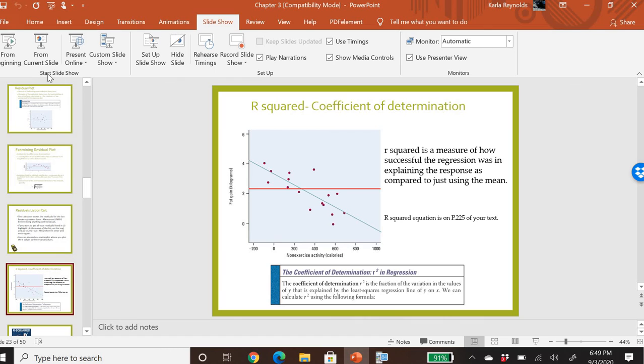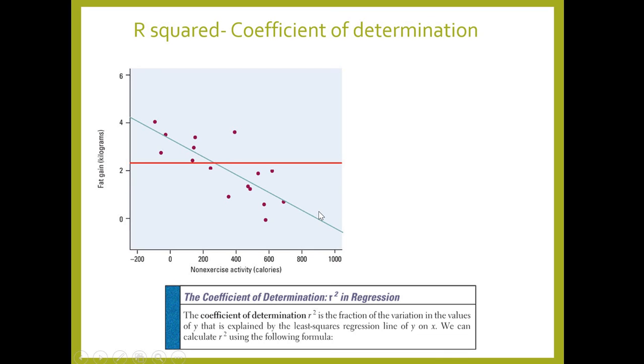All right, so let's go back to the slides, and we have a couple more things to address. We have R squared now. We talked about R. That's how strong is the correlation. Is it strong, moderate, weak? Then we have R squared, which is the coefficient of determination.